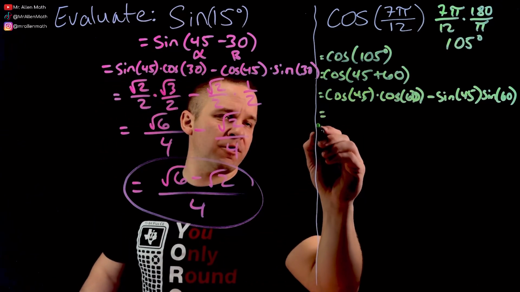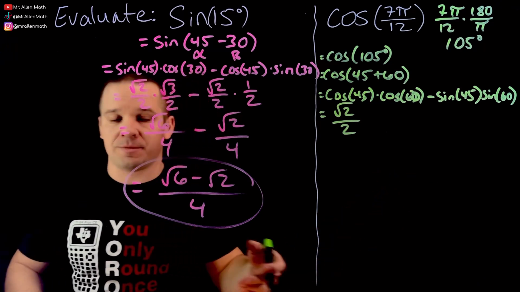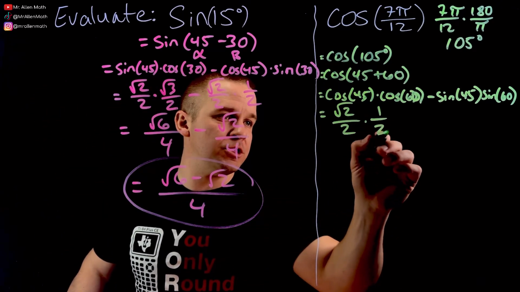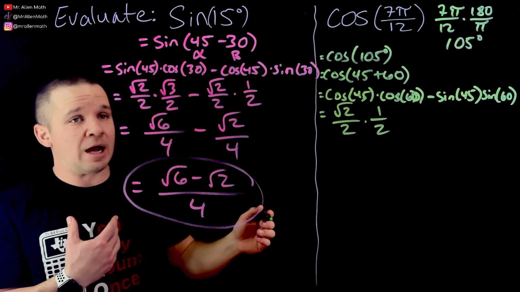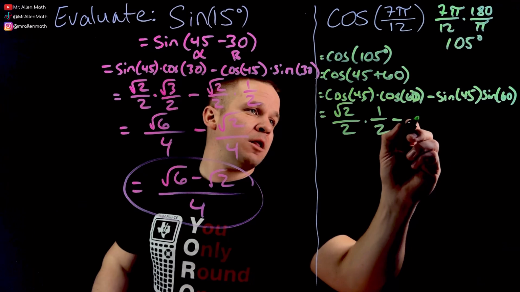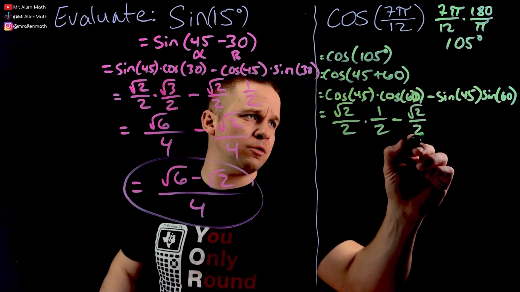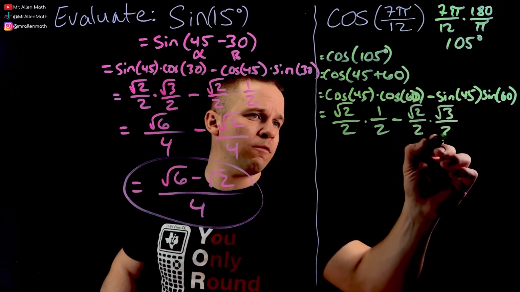Cosine of 45, we know that's root 2 over 2. Because you're going to be doing these things so frequently that you're just going to be like, oh yeah, I know that one, I know that one. Cosine of 60 is 1 over 2. It's the adjacent over the hypotenuse, or use your unit circle. Again, I'm a triangle guy, man. I'm big into triangles. Then we've got minus sine of 45. So sine of 45 is root 2 over 2. And then sine of 60 is going to be root 3 over 2.